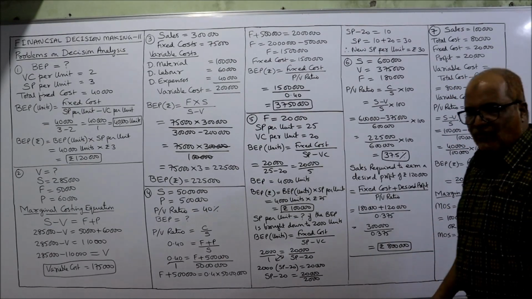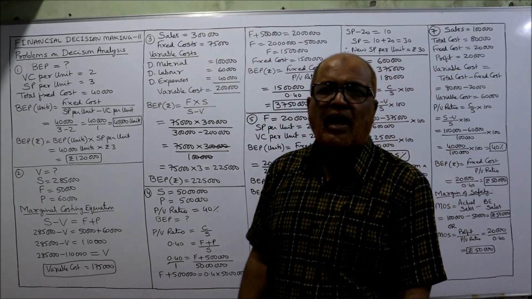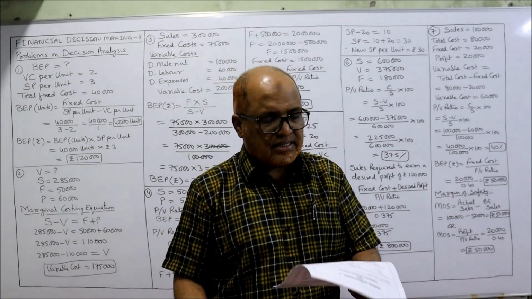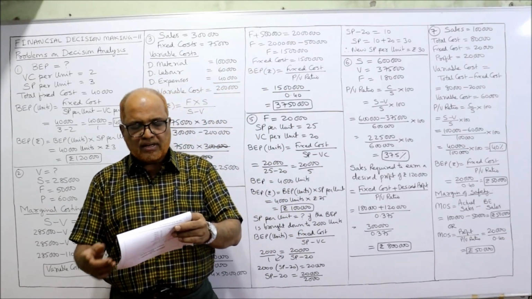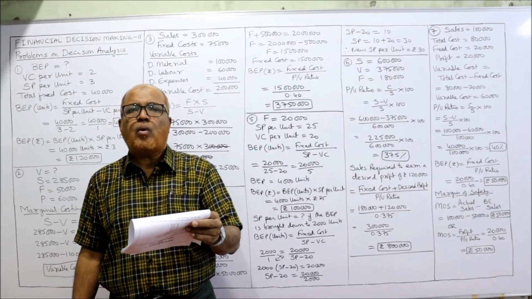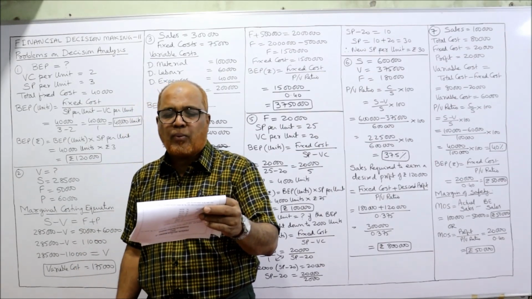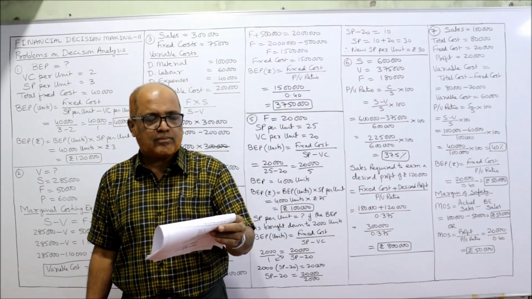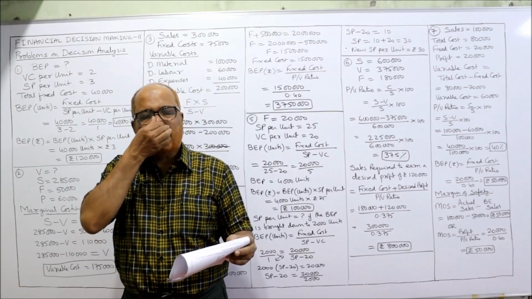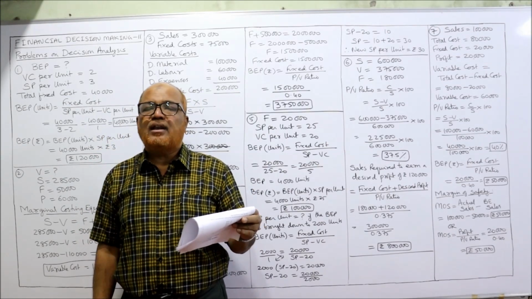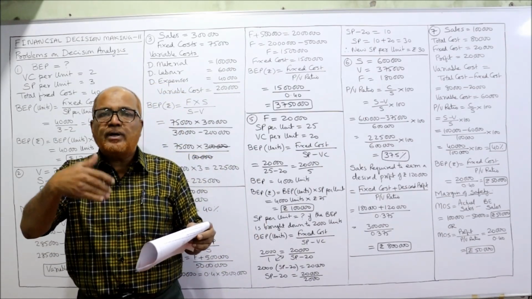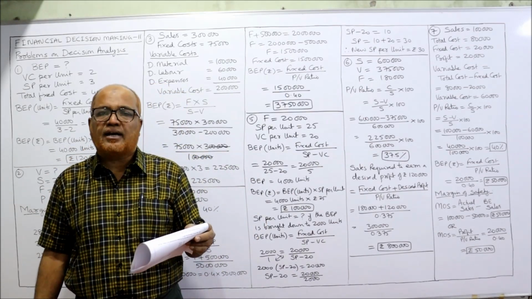That's all. So 5 problems so far I have completed. Now see the 6th problem. Problem number 6. From the following figures, calculate the sales required to earn a profit of rupees 1,20,000. The desired profit. The company wants to earn a desired profit of 1,20,000. How much sales to be conducted?